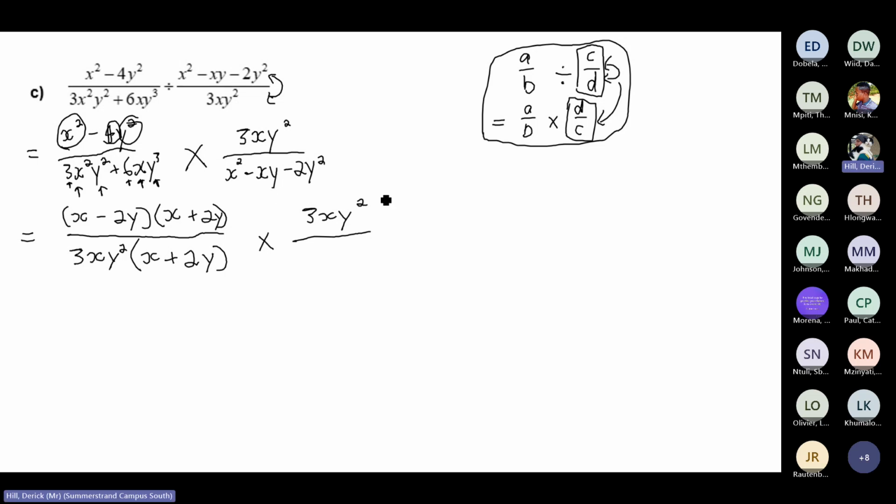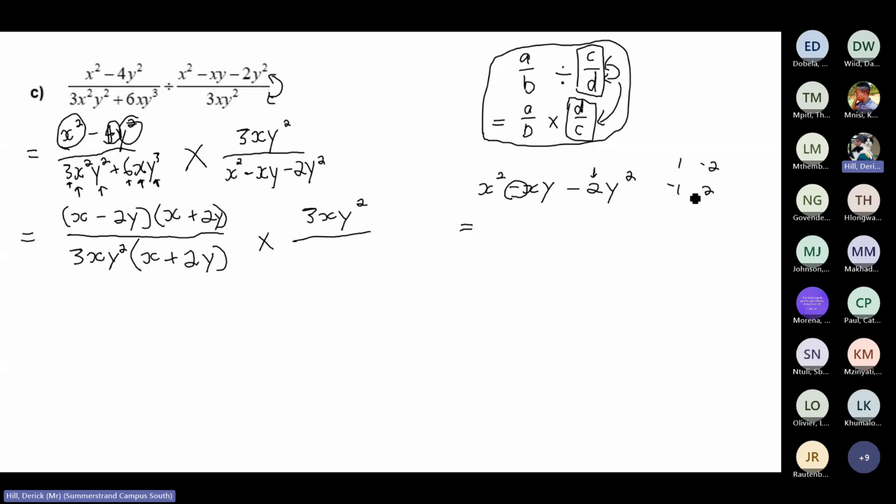Now, how are we going to factorize this one? Let's factorize it on the side. So we've got x squared minus xy minus 2y squared. Now, I'm sure many of you can do this in a single step. In case you cannot, we've got a 2 here and a 1 here. So we're looking for factors of minus 2. That'll give me a minus 1. So what factors of minus 2 do I have? I've got 1 and minus 2, and I've got minus 1 and 2.